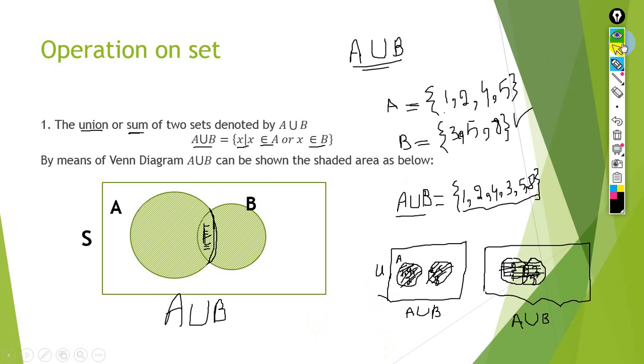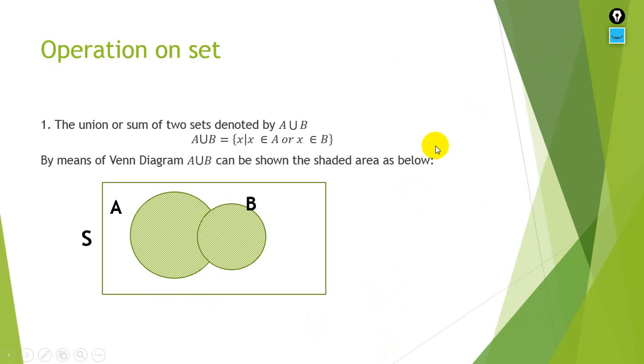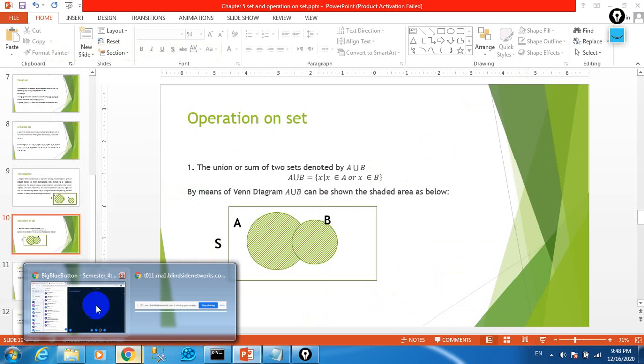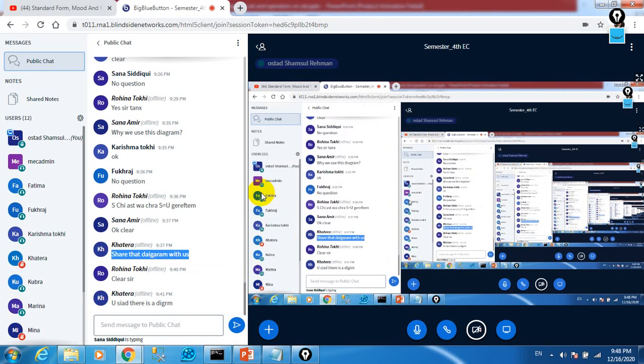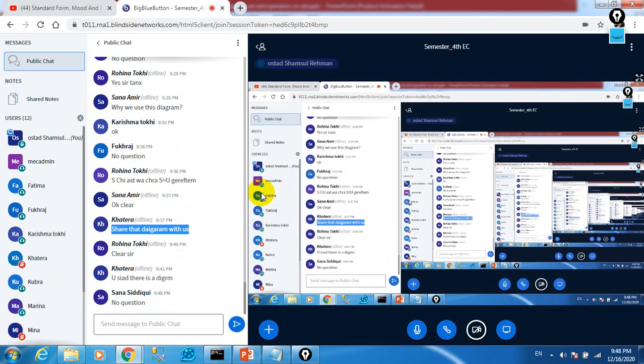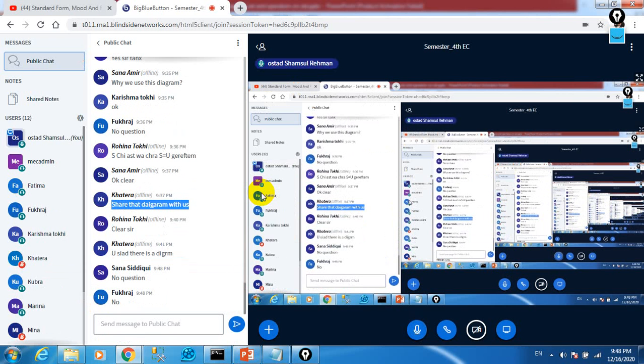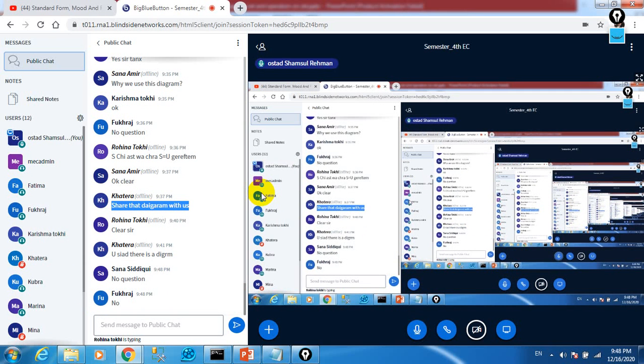So if you have any question related to union representation of Venn diagram, you can ask. For the Venn diagram of A union B. Okay, no question.